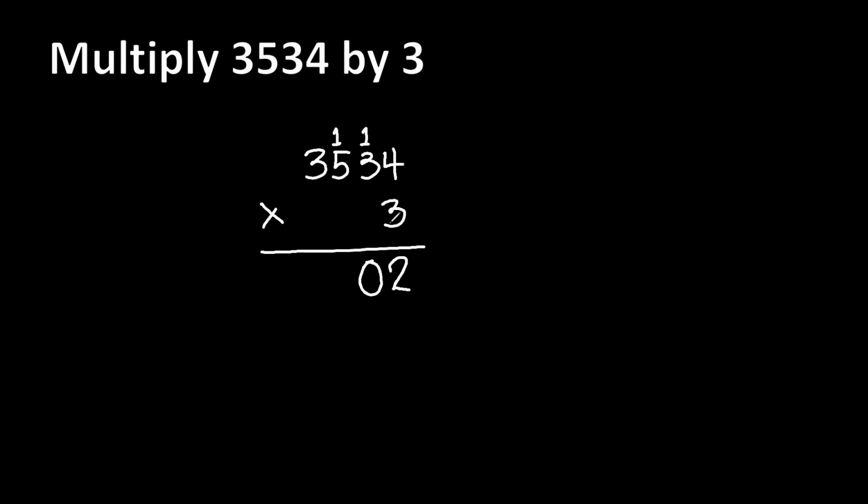5 times 3 is equal to 15. Plus 1 is equal to 16. So write down 6, carry 1. 3 times 3 is equal to 9. Plus 1 is equal to 10. Now we can write down 10 here because we don't have more numbers to multiply. The product of 3,534 and 3 is 10,602.